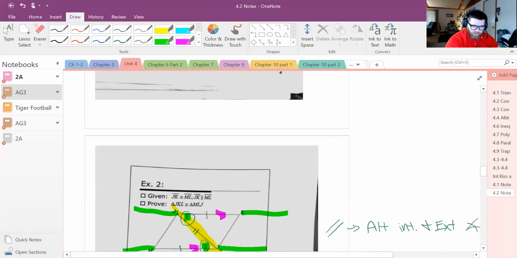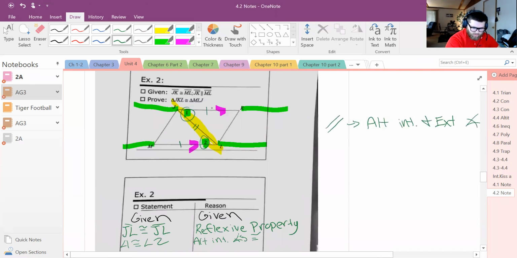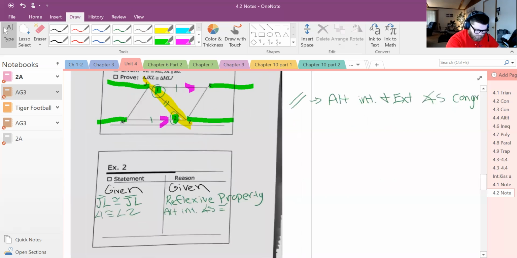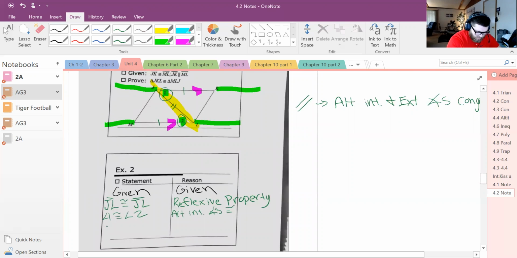Now, do we have what we need? We have a side, an angle, and a side. So what tool is that? Well, side angle side, SAS. So now our last line, we're good to go. We can prove the triangles are congruent. Our last line is triangle JKL is congruent to triangle MLJ by side angle side.